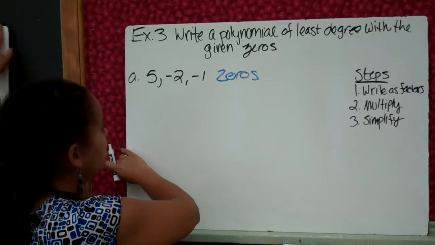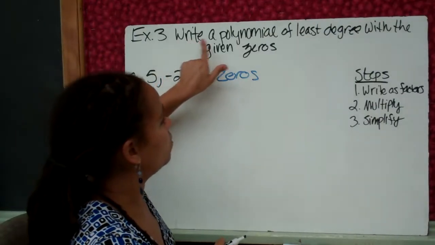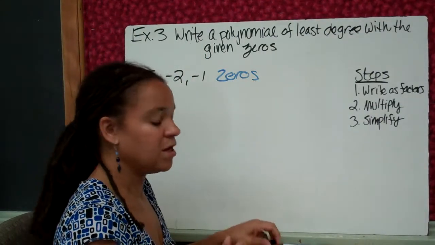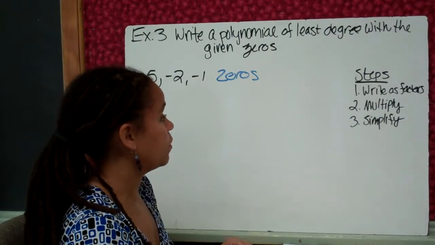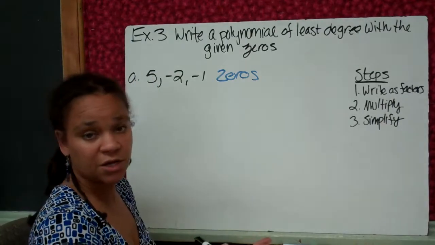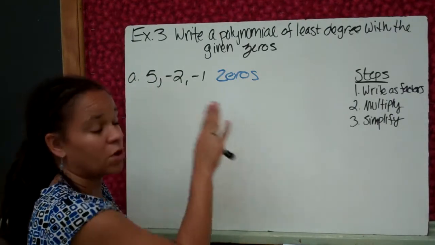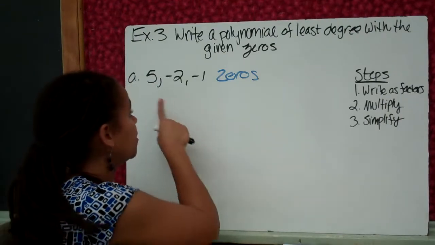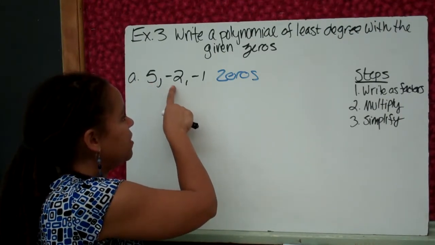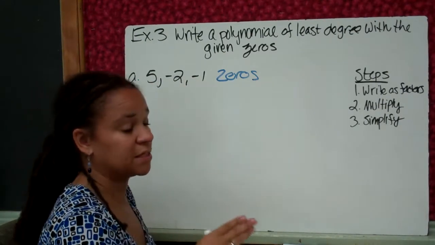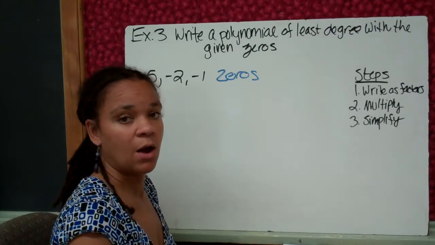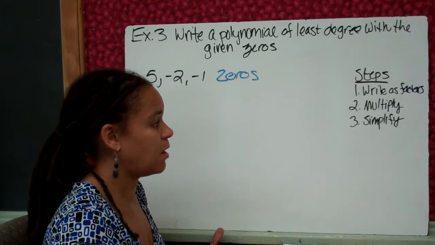Alright, let's look here. It's our last example. A little different. We're going to write a polynomial of least degree, and when they give us the zeros, they're telling you, for this polynomial, we don't know anything except the fact that it crosses the x-axis at 5, negative 2, and negative 1. That's the only information that we're given, and we're to write the equation for this polynomial.